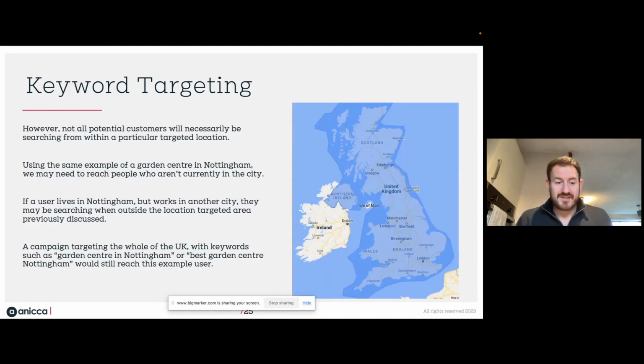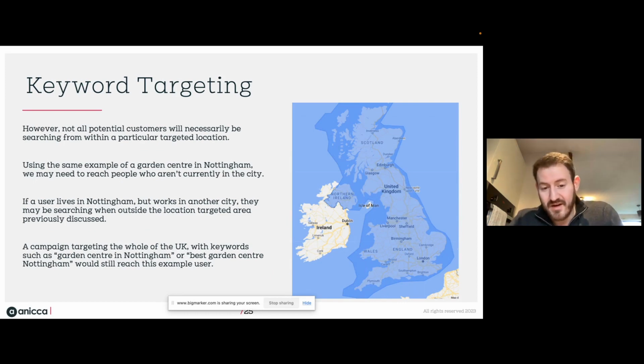The thing that time and time again, as a specialist in Google Ads, we see businesses forget about is the fact that not necessarily all of the people they're looking to reach live in that local area to their business. Again, using a garden centre in Nottingham as an example, we might need to reach people who aren't currently in or around the city of Nottingham. So if you live in Nottingham, but you work in another city, so let's say you commute to Sheffield or Liverpool or Manchester, you might be searching when you're outside of that targeted location that we've just discussed, so Nottingham.